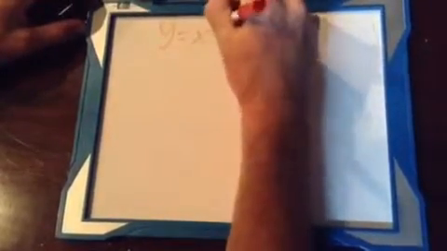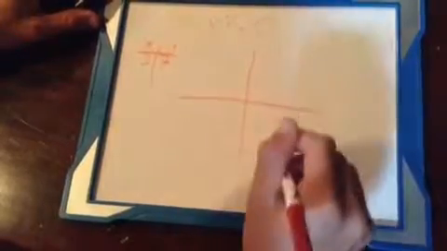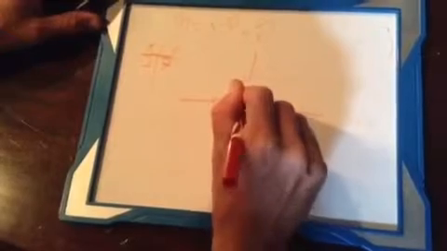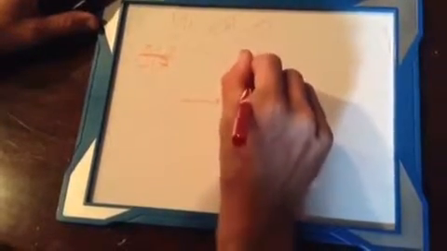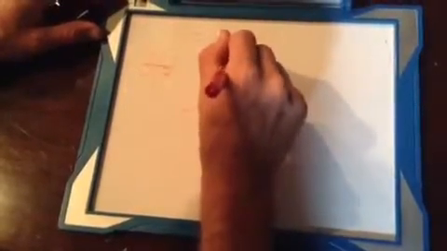Graph by plotting points. Say your equation is y equals x squared minus 2, and you plug in negative 3 for x. Negative 3 squared is 9 minus 2 is 7. To graph that on the coordinate plane, say you have negative 1, negative 2, negative 3, 1, 2, 3, 4, 5, 6, 7. Your point's going to come out right there.